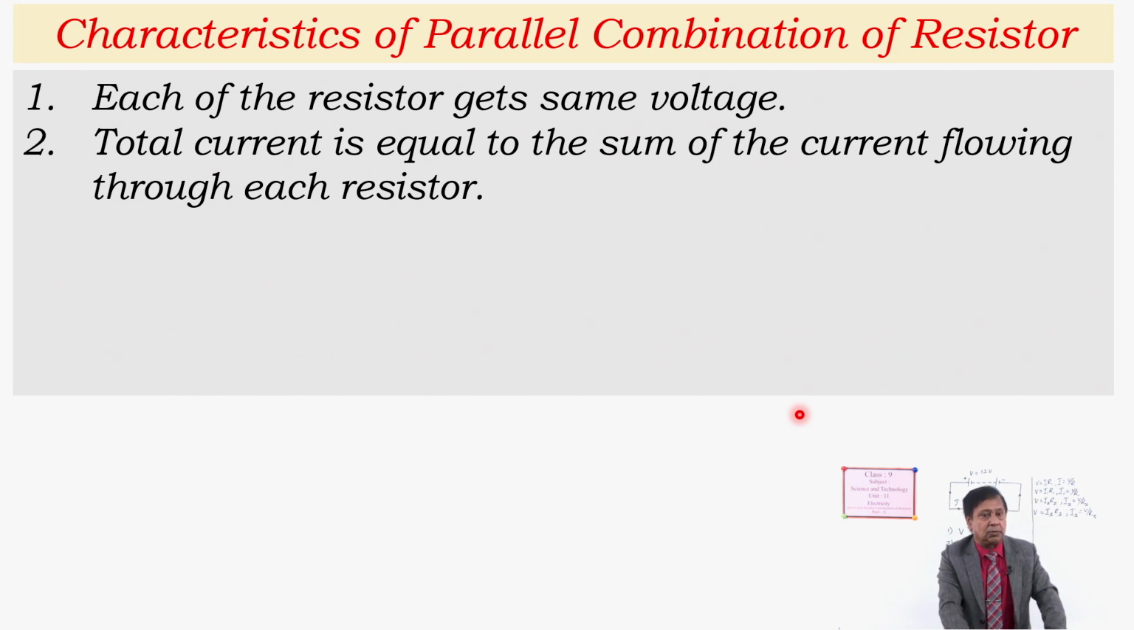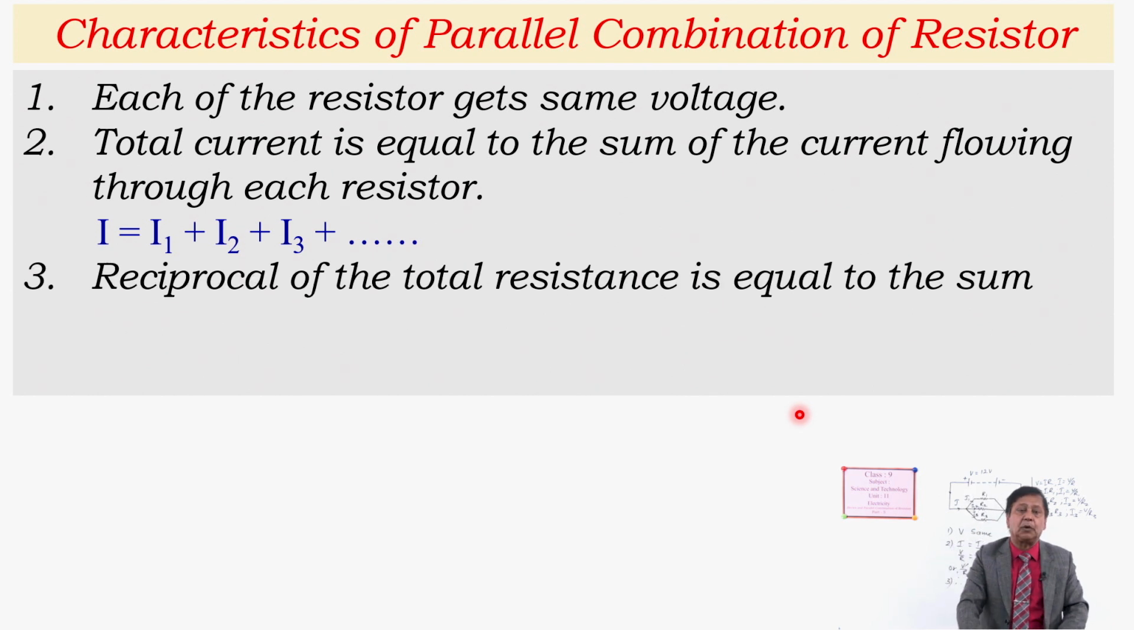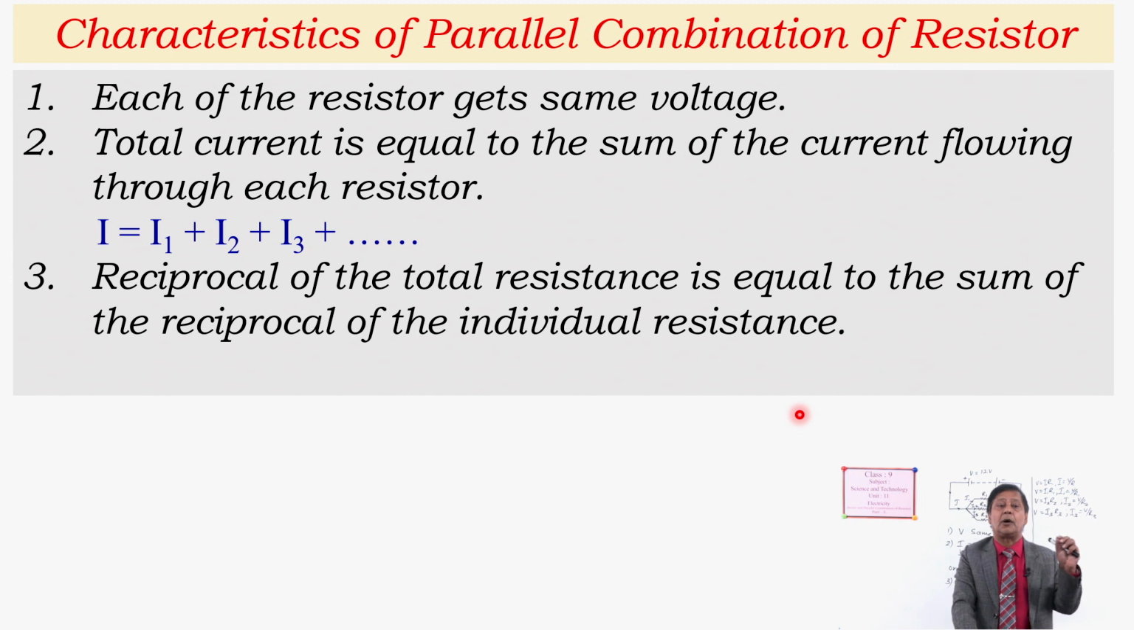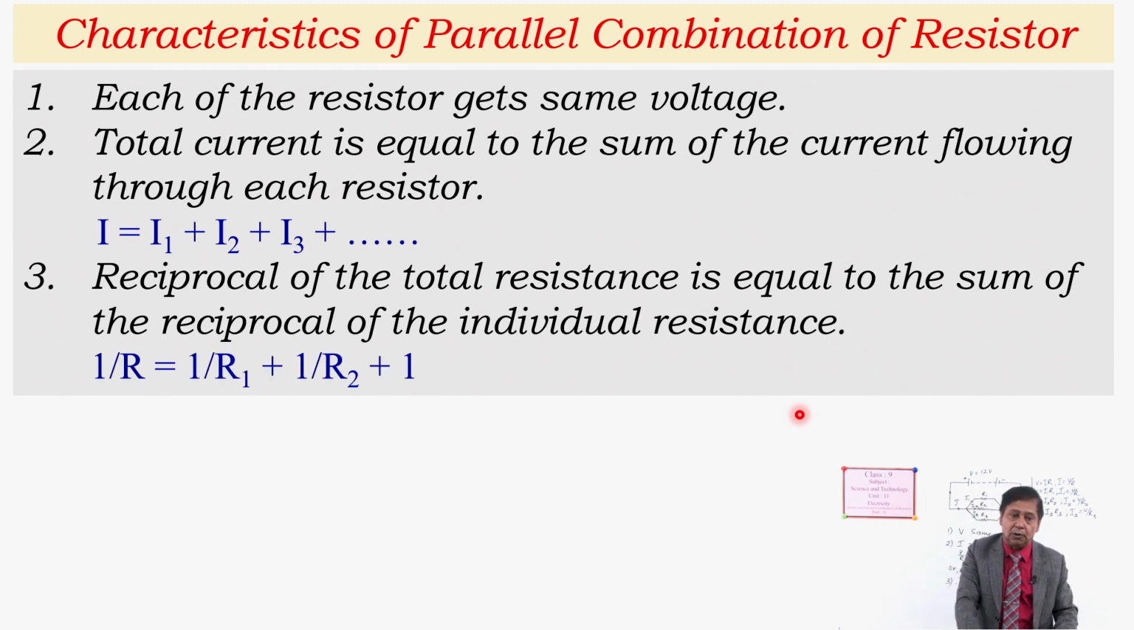Okay, second point. Total current is equal to sum of the current flowing through each resistor. Mathematically, I equal to I1 plus I2 plus I3 plus and so on. And third point, reciprocal of the total resistance is equal to the sum of the reciprocal of the individual resistance. Mathematically, 1 by R equal to 1 by R1 plus 1 by R2 plus 1 by R3 and so on. These are the characteristics of parallel combination of resistor. When resistors are connected in parallel, it happens. I mean to say, effect on voltage, effect on current and effect on resistance.